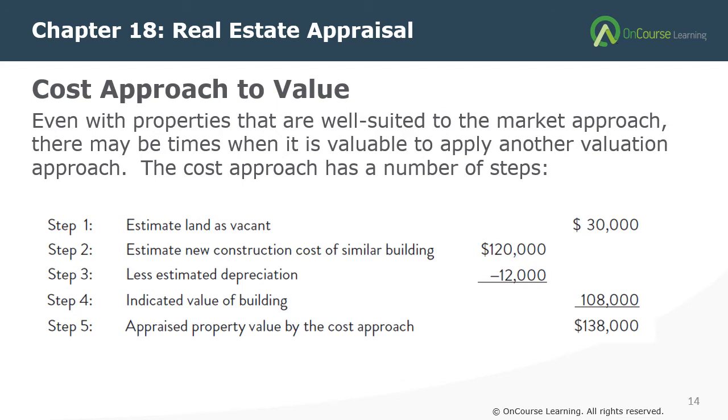You're also going to estimate the construction costs of the building, new. You're going to subtract out any accrued depreciation. And instead of estimated depreciation, the slide should say accrued depreciation. We're going to subtract out the accrued depreciation from the construction cost new. That's the depreciated value of the building. And then you add in the land as vacant, and you've got an estimate of the property value by the cost approach.